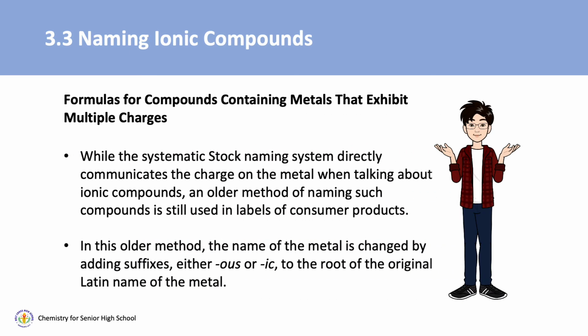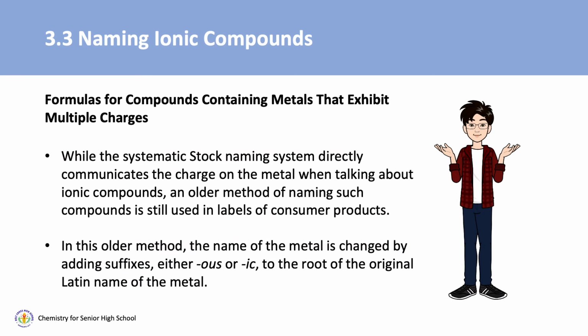Now, formulas for compounds containing metals that exhibit multiple charges. While the systematic stock naming system directly communicates the charge on the metal when talking about ionic compounds, an older method of naming such ionic compounds is still used in labels of consumer products. In this older method, the name of the metal is changed by adding suffixes, either "ous" or "ic", to the root of the original Latin name of the metal.